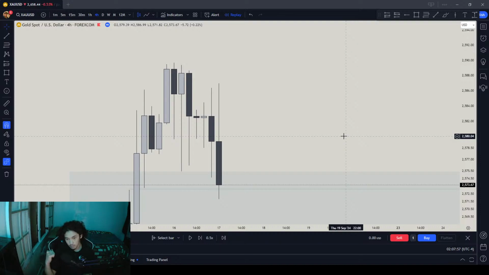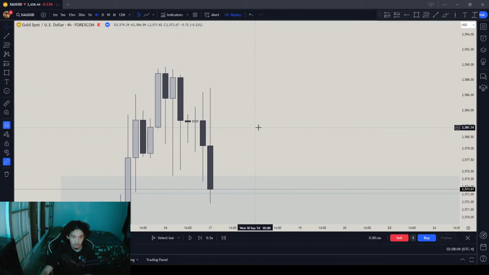Daily is in an internal. 4-hour is in an internal because the market took out the external. Next one's back to internal. So they're both aligned with each other. So I'm looking for hourly confluence to match up.